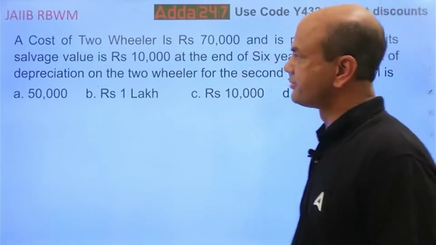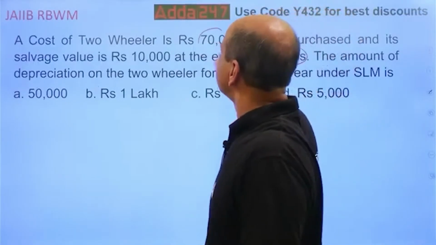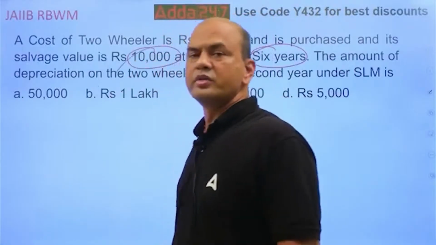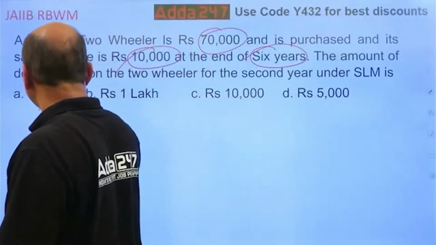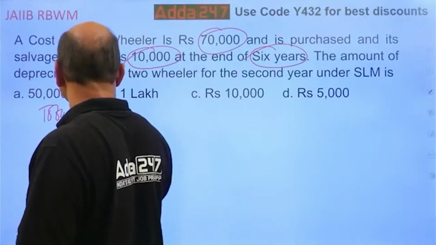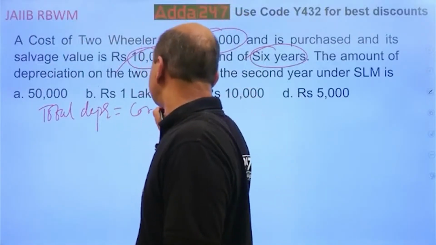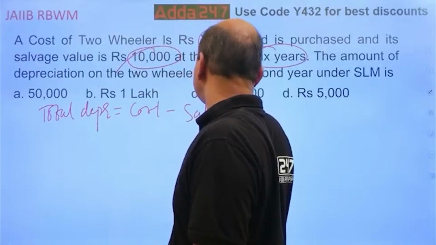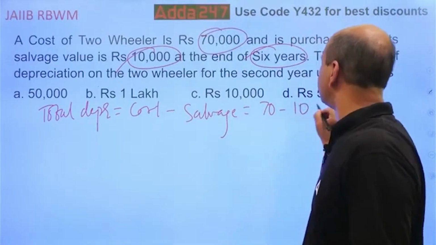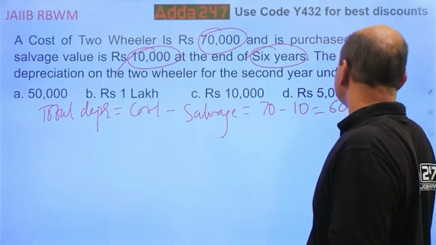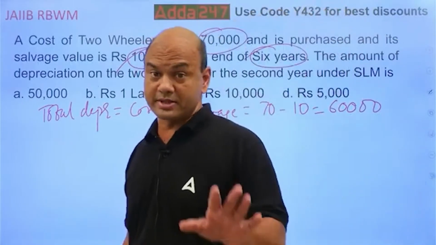So now let's solve this. What is given? 6 years is given. 70,000 is the cost and 10,000 is the salvage value. So net how much has it depreciated? Total depreciation is equal to cost minus salvage. So that is equal to 70,000 minus 10,000, which is 60,000. So net is 60,000 depreciation.